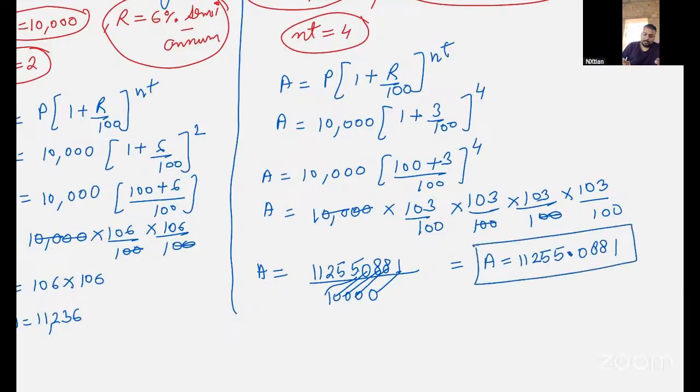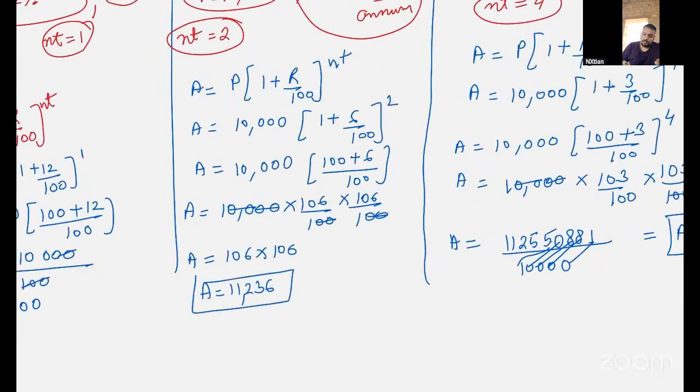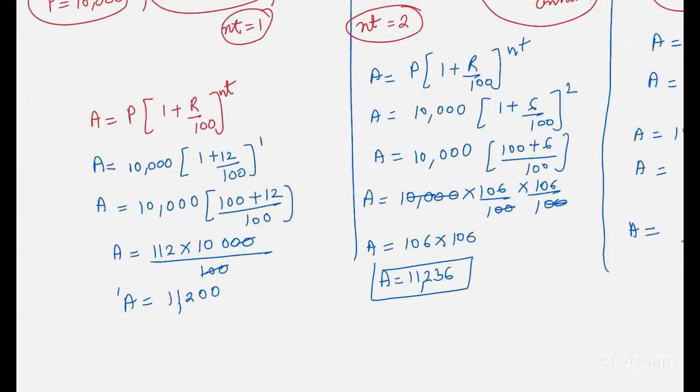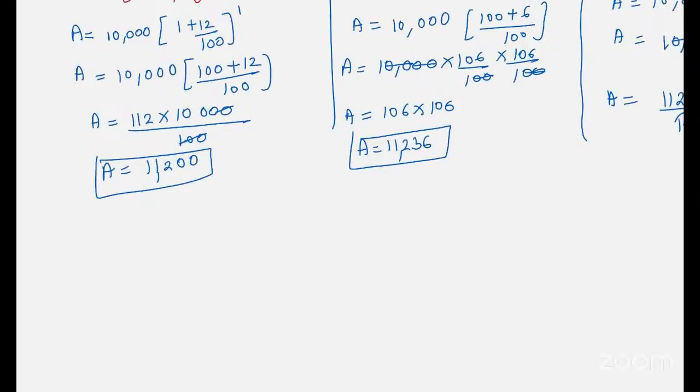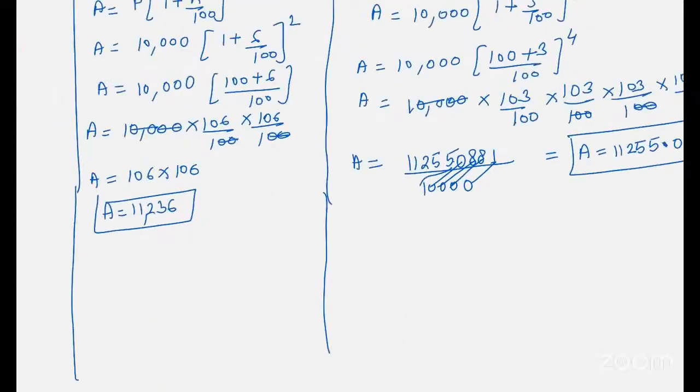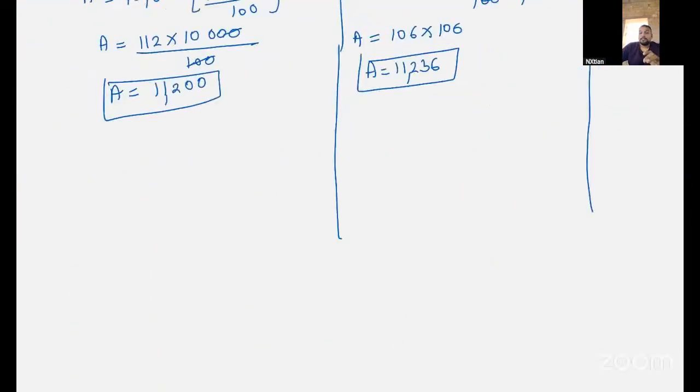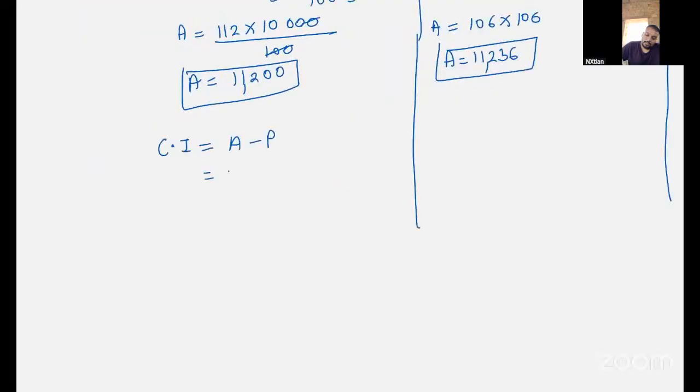Everyone got this answer only? Yes, sir. Is it fine if we write for the last one A equals 11,255.08? Yeah, it's okay. Now, why do we calculate this? If I calculate the interest, the interest will be amount minus principal. So what is the amount? 11,200 minus principal, which was 10,000. So here I got the interest as 1,200. Everyone got my point?